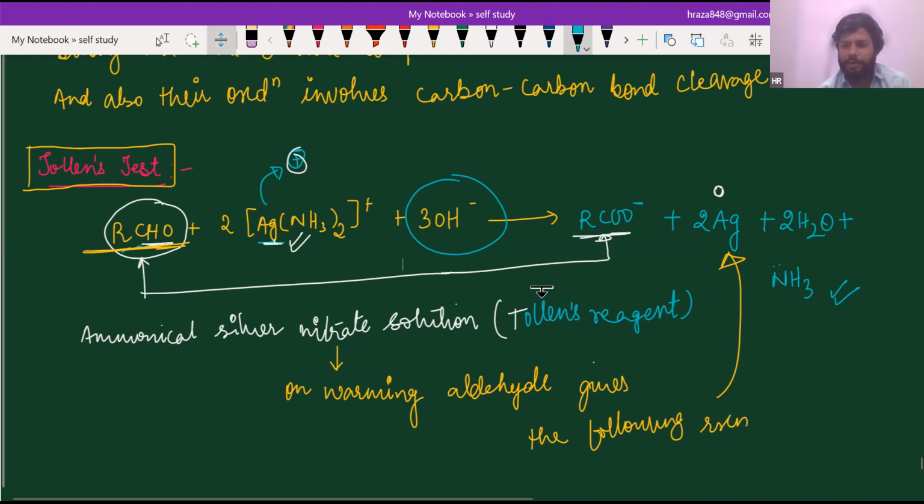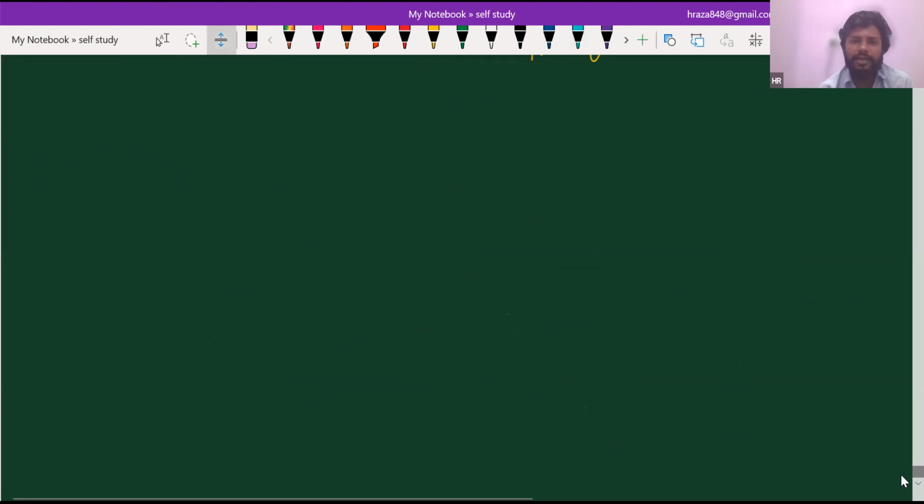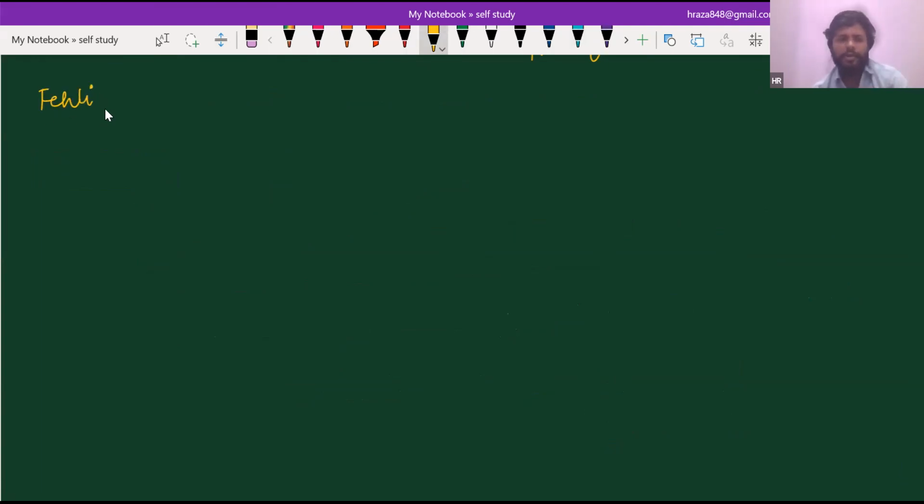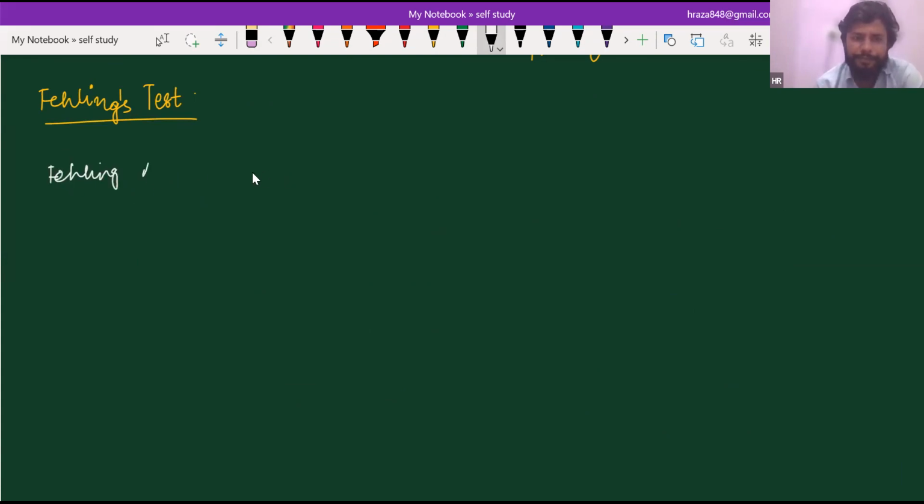Now there is another reagent that I already told you, Fehling's reagent, and it has the same work as this Tollens' test. So first of all, what is this Fehling test? It's very easy. We have basically two containers, Fehling solution A and Fehling solution B. In the first, solution A, we have copper sulfate solution.